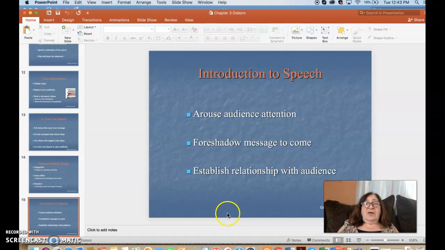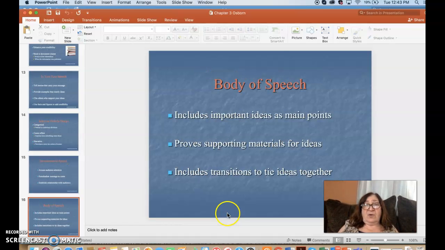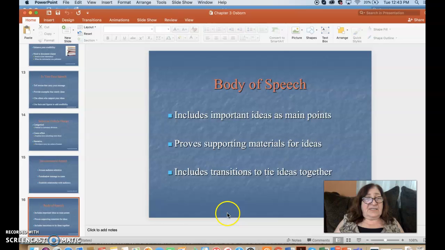So the speech includes an introduction, which needs to be catchy, engages your audience and makes them listen to you more attentively, foreshadows the message to come, and creates a rapport with your audience. The body of the speech includes the important ideas and the main points, provides all the supporting materials for your ideas, and glues it all together with transitions, bridges that tie the parts together.